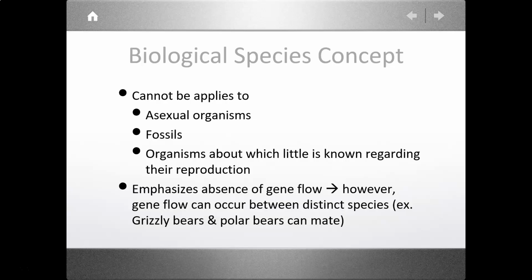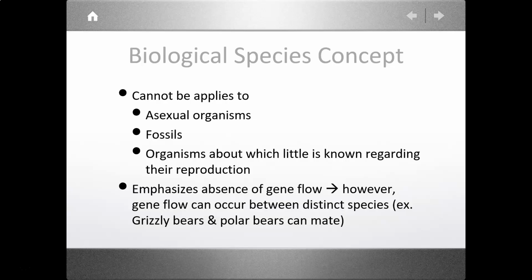So overarchingly, the biological species concept emphasizes the absence of gene flow. So we prevent these organisms from successfully mixing up their genes and passing it on. However, there are situations where gene flow can occur, in rare situations, mind you, between very distinct species. So we know that a grizzly bear and a polar bear are defined as separate species, and yet their genetic makeup is close enough that they can successfully mate. It just doesn't happen often.